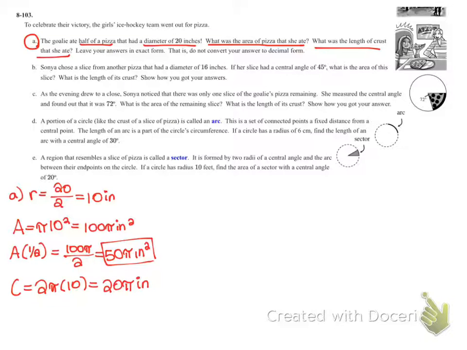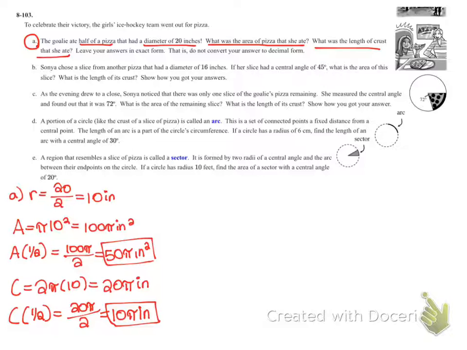This is just a perimeter, so it's not inches squared. But again, she only ate half of it, so the circumference of half of the pizza would be 20 pi over 2, or 10 pi inches. So the length of the crust that she ate was 10 pi inches. And if you wanted to convert these to decimals, you could as well. But it does ask us to leave it in exact form on this particular problem.